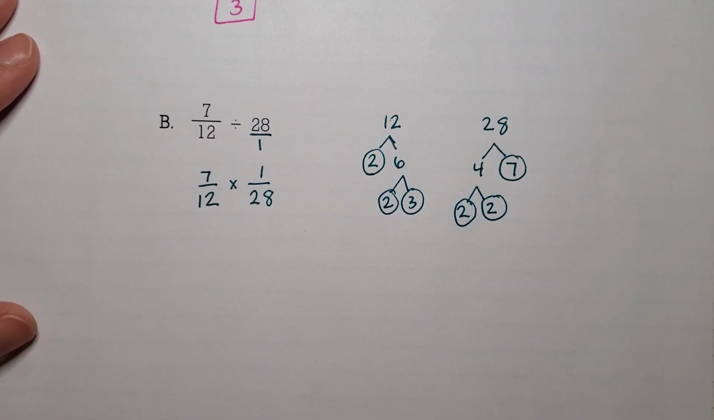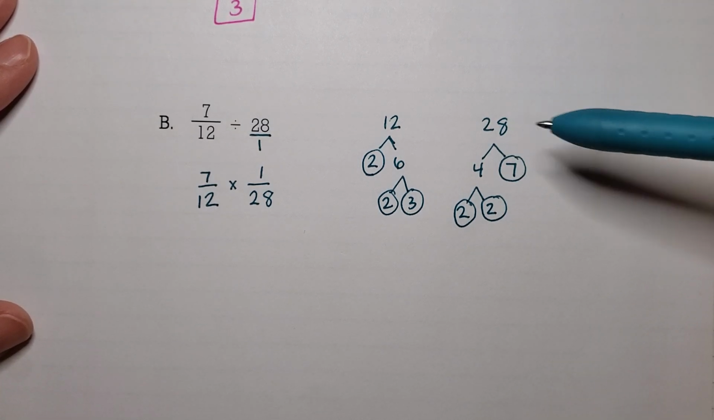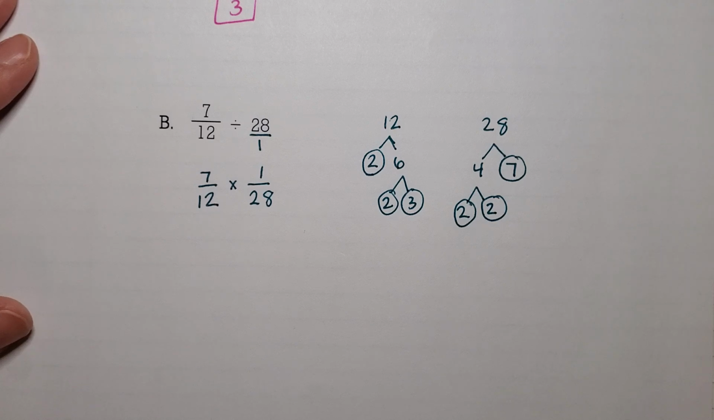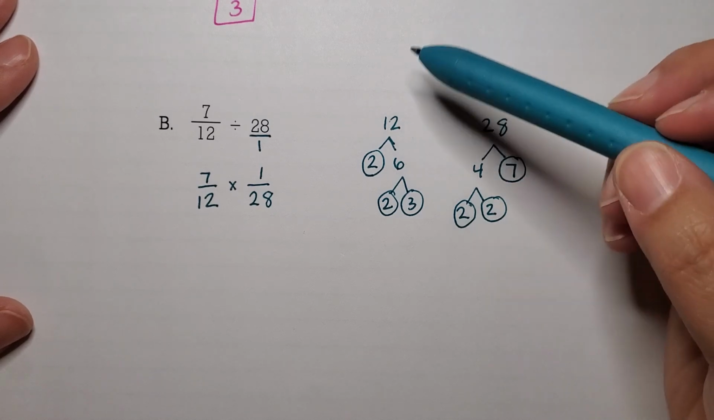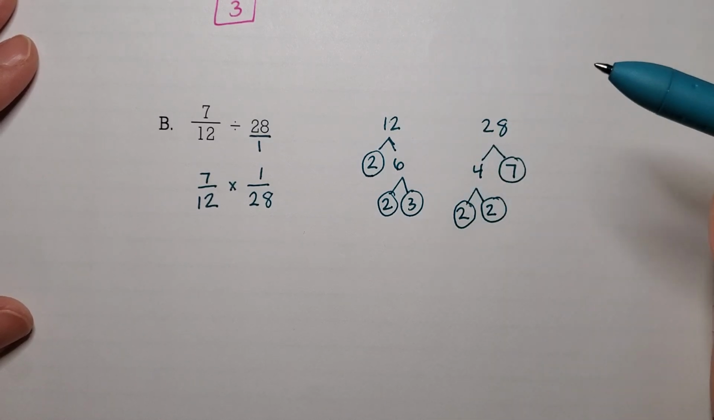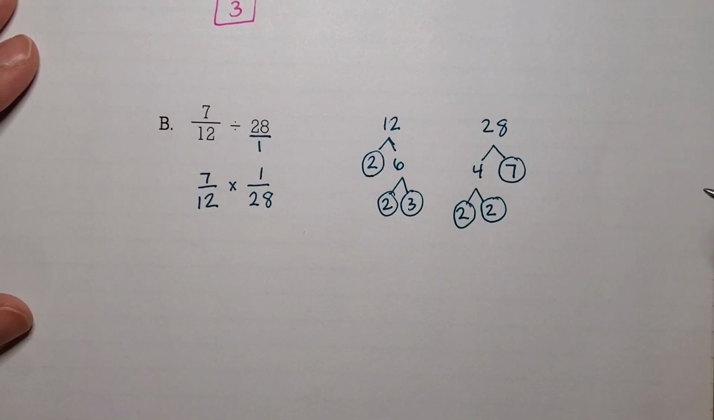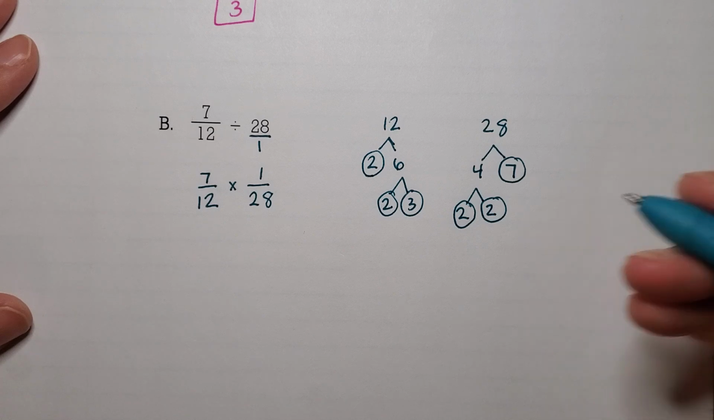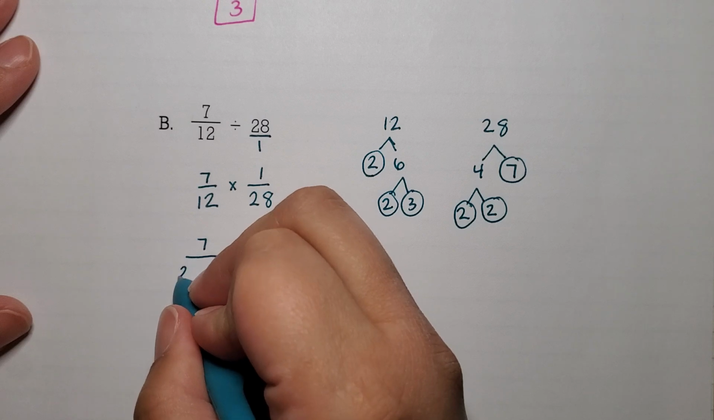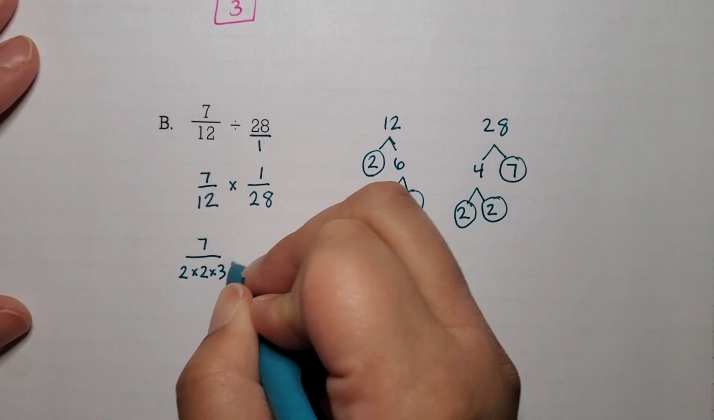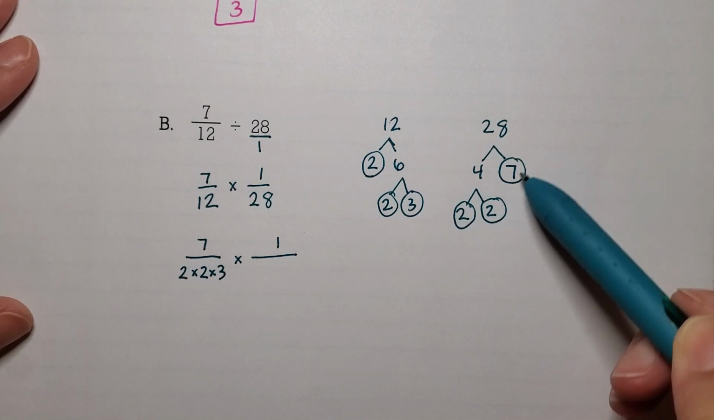Just a reminder that there are multiple ways that you can create a factor tree. So for example, if you split 28 into 2 times 14 to begin with, that would also have been an okay way to start. Or for instance, you could have started 12 as 4 times 3. That's okay too. Ultimately, in the end, your prime factors should be the same as my prime factors. So I'm going to rewrite the 12 as 2 times 2 times 3. And I'm going to rewrite the 28 as 2 times 2 times 7.